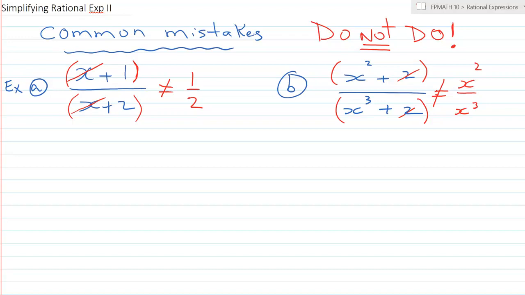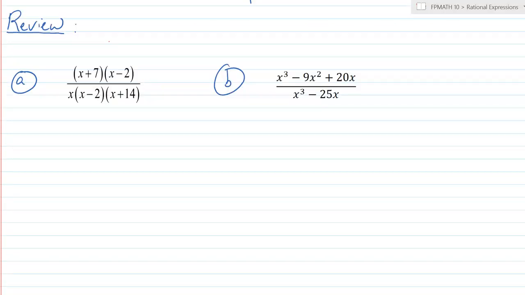All right, very important. Okay, let's look at a couple of review questions. Review, example A, let's go through that. Now, this rational expression is already set up. Everything is in factor form, so everything here is factored, which is great. Now look at common factors, and then you go through and divide.